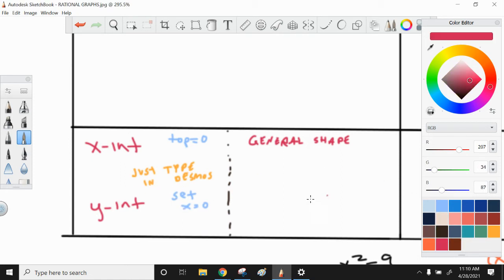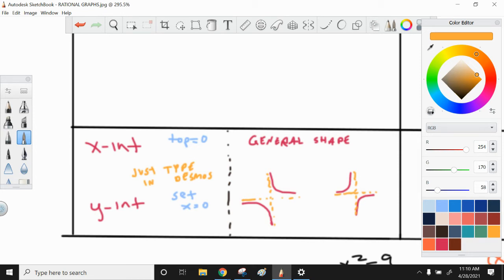Now, your general shape is either going to look like this, or it's going to look like this. I mean, this is a general idea. Obviously, you'll have some asymptotes in there. But you really just have these two options. Really, these are your only two options.